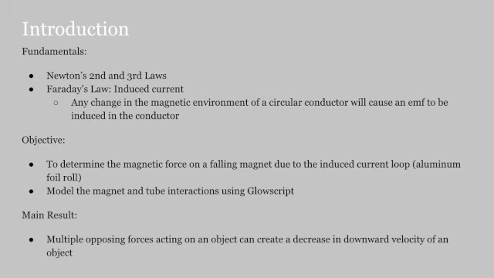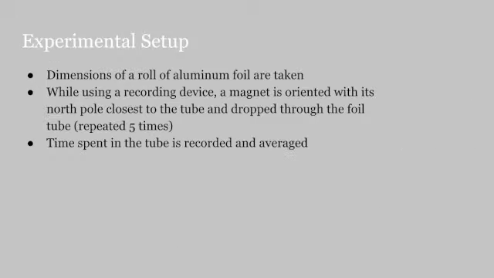The objectives of this experiment were to determine the magnetic force on a falling magnet due to the induced current loop, which was an aluminum foil roll, and then model the magnet and tube interactions using GlowScript. The main result from this experiment was that multiple opposing forces acting on an object, which was the magnet, can create a decrease in the downward velocity of that object.